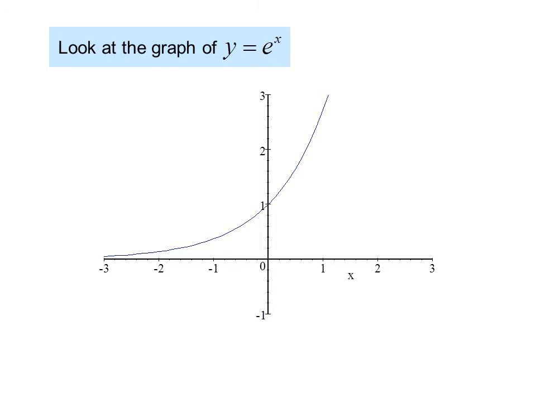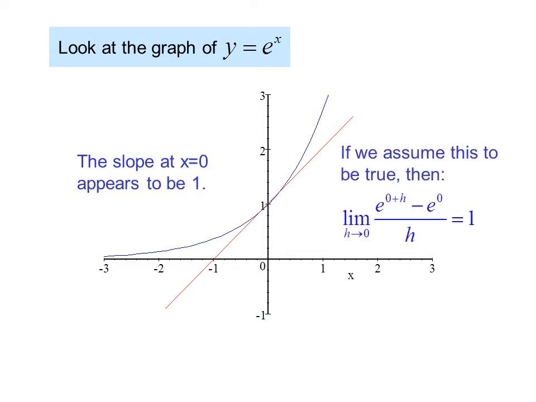Look at the graph of y equals e to the x. The slope at x equals 0 appears to be 1. If we assume this to be true, then the limit as h goes to 0 of e to the 0 plus h minus e to the 0 over h equals 1. That, of course, is the definition of derivative.